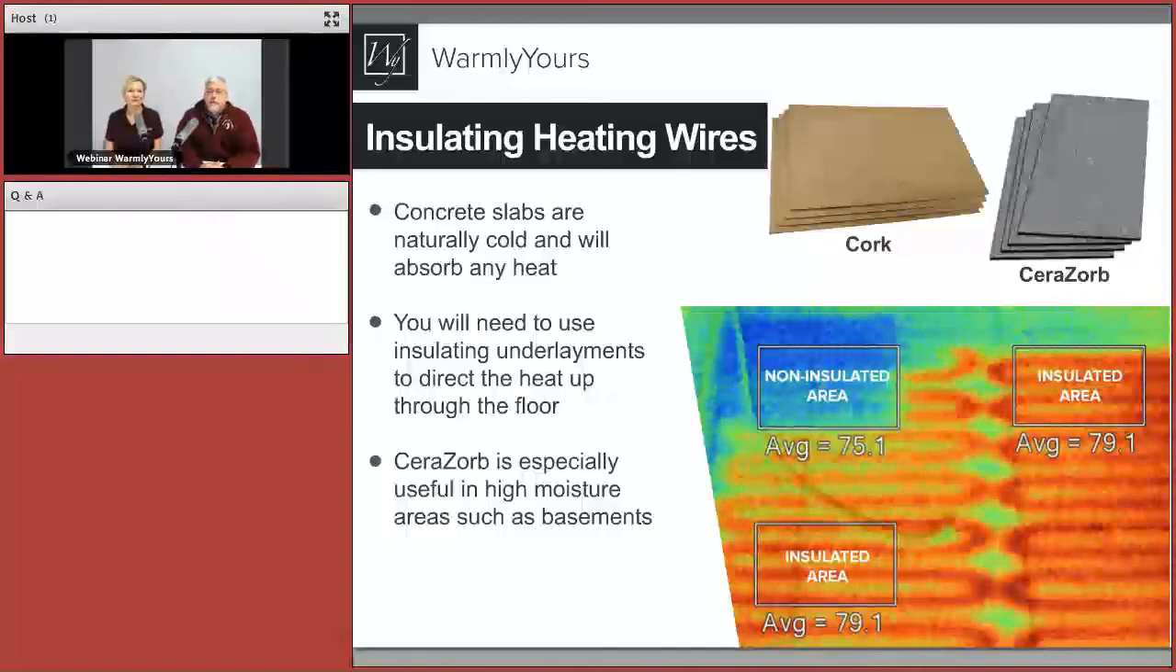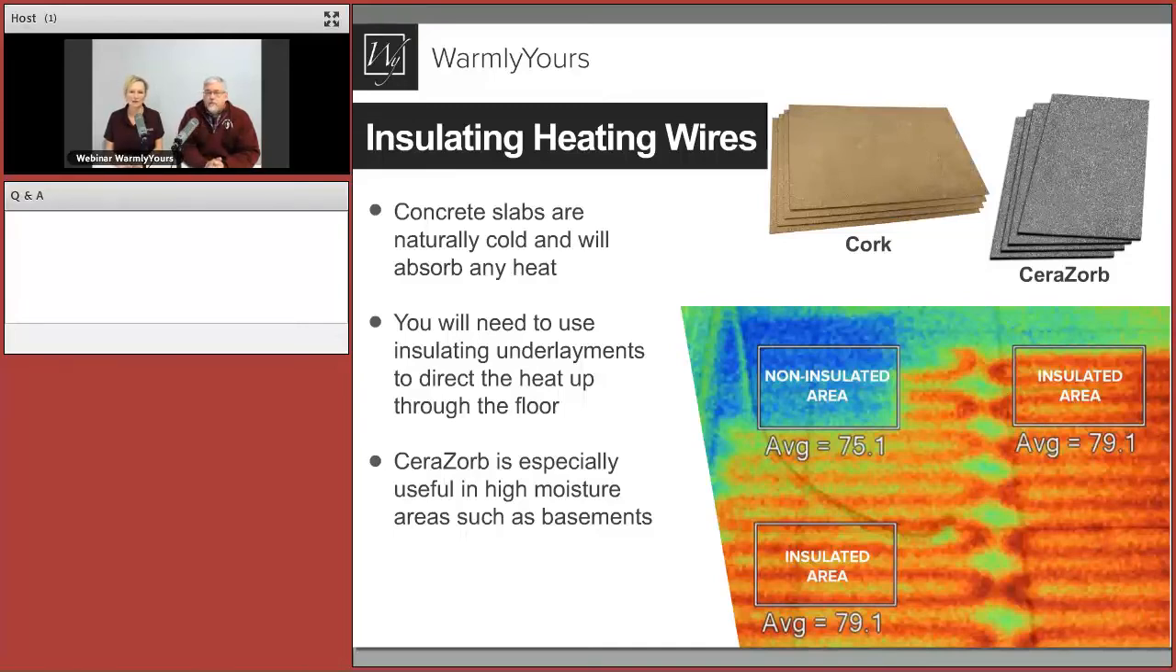Excellent. All right, so I told you there'd be one right here. Now this is exciting stuff. What are we looking at here, Scott? We're looking at cork or Cerazorb, which is a synthetic type of cork, actually going under the wire. Okay. So Sam was talking about putting cork over the wire as a final flooring surface, and we can see why it may not be the best match, but we can see why it's so important to put insulation between the heating wire and the concrete slab.